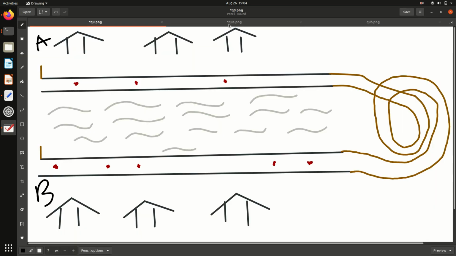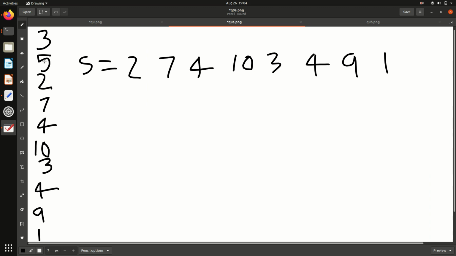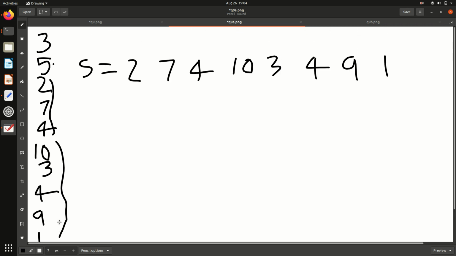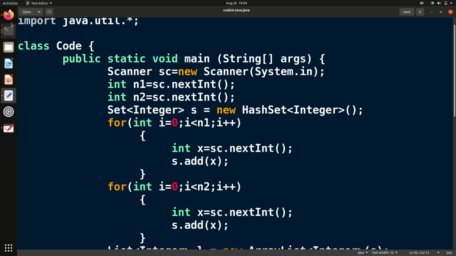Let me make you understand. The same input I have written here: 3, 5. The first 3 from here to here will be the points on road A, and the next 5, 1, 2, 3, 4, 5, will be the points on road B. So we got all the points and where they are.